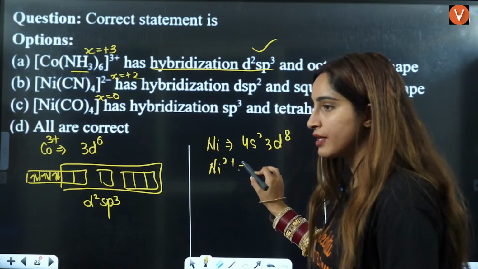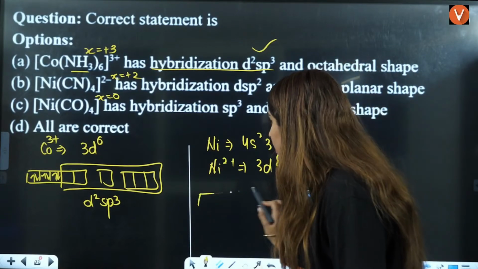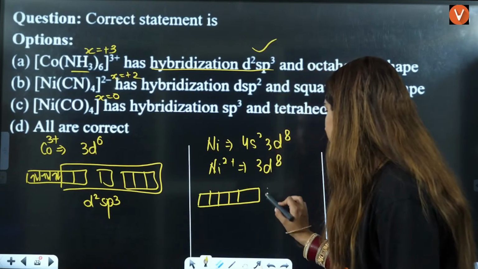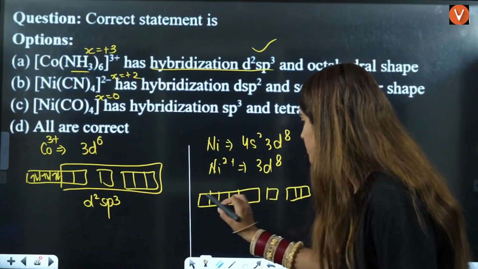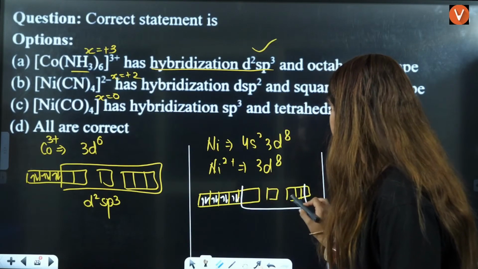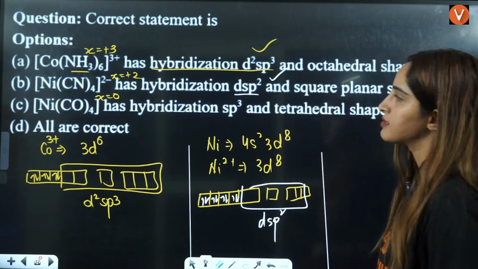Nickel 2 positive is in what? That is 3d8. Now we are saying that it has a strong field ligand. That means there will be pairing of electrons. Right, so pairing of electrons means 1, 2, 3, 4, 5, 6, 7, 8. You will be left with dsp2. dsp2, that is the correct answer.